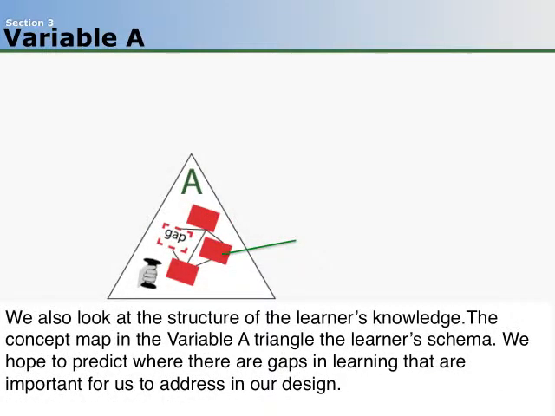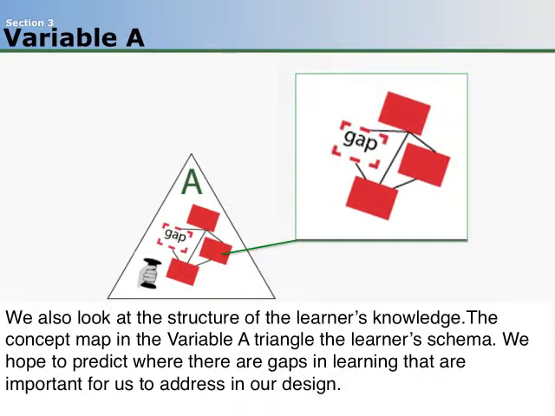We also look at the structure of learners' knowledge. The concept map in the variable A triangle represents a learner's schema, or the way their memory is organized. We hope to be able to predict where there might be gaps in their learning that are important for us to address in our design.